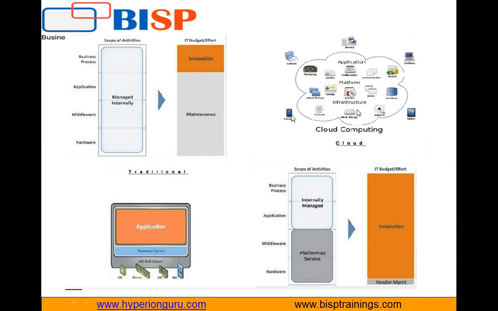Now, there is a difference between a traditional system and a cloud system. So let's understand the difference. In a traditional system, companies spend a lot of money and effort maintaining their infrastructure, and they pay less focus on innovation. They also have to maintain other things like hardware, operating system, applications, etc.